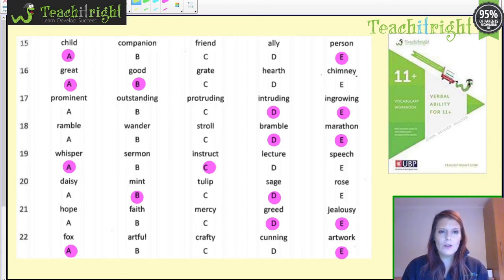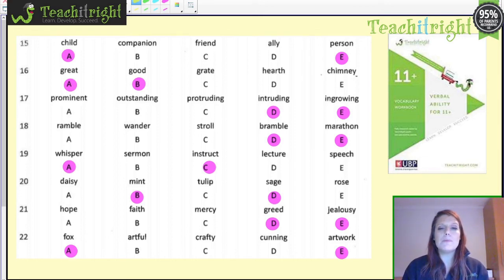17, prominent, outstanding, and protruding all mean sticking out, whereas intruding means entering without being invited, and ingrowing, something is growing in the opposite direction to what it should.